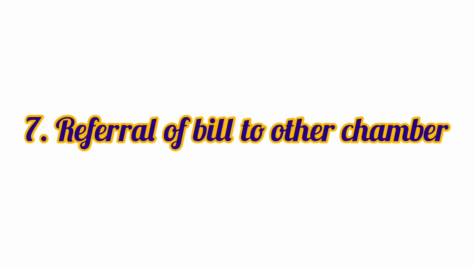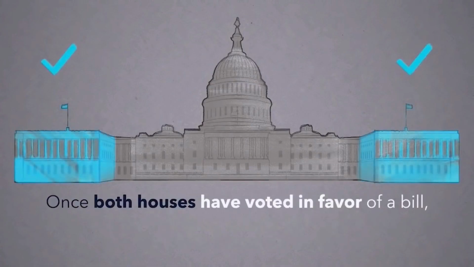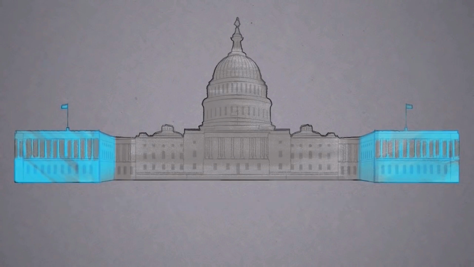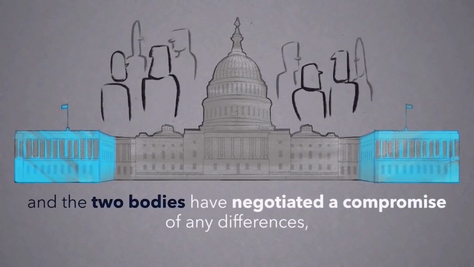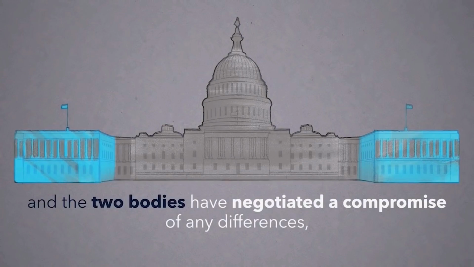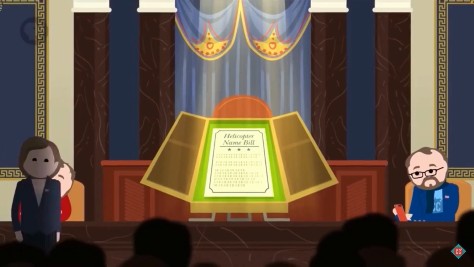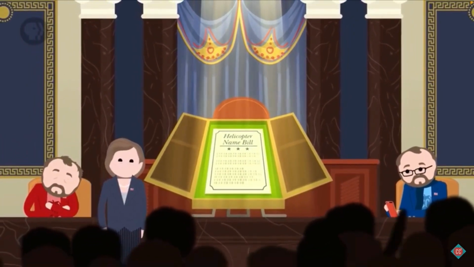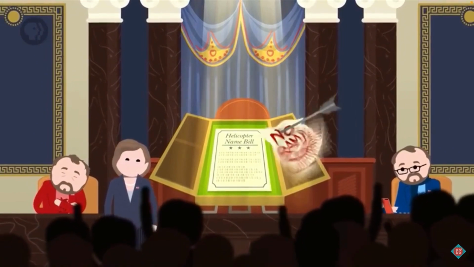Next is the referral of the bill to the other chamber. Once both houses have voted in favor of the bill and the two bodies have negotiated a compromise of any differences, the majority in the House and in the Senate agree that the bill should become a law. It will later be signed and then sent to the President.